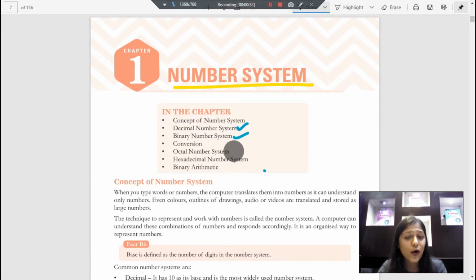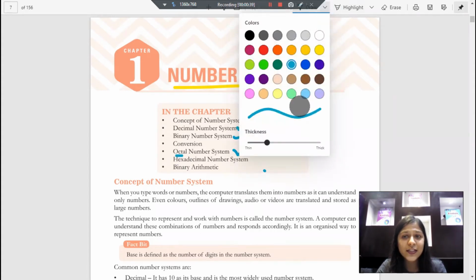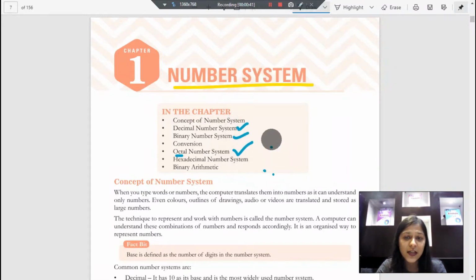Then we have octal number system. Now octa means 8, right? So in octal number system we use 8 digits. So we will begin with 0 and count until 7, right?